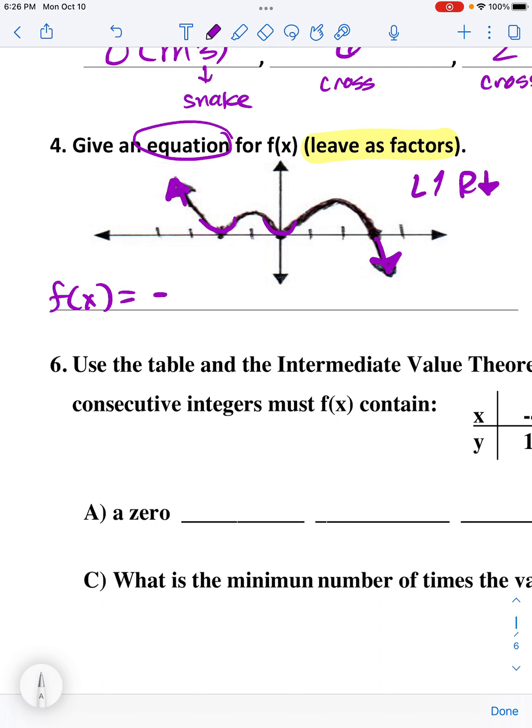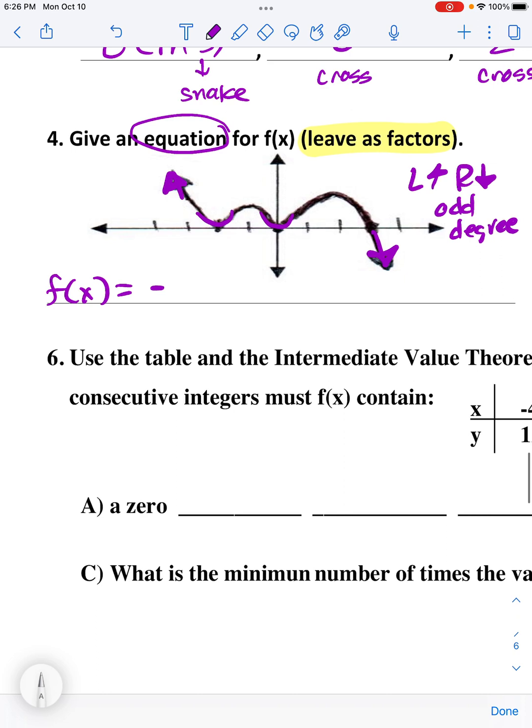So that tells me that in the end, I best have an odd degree, because that's the only way that happens. So let's see. This 0 occurs at -2. It has even multiplicity because it bounces there. This 0 occurs at 0. It also bounces, so it also has even multiplicity. I don't honestly know if it's 2, 4, 6, 8, or 100. I just know it's even.